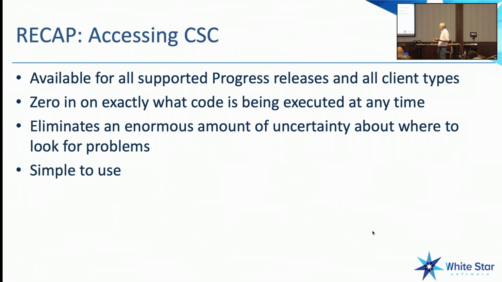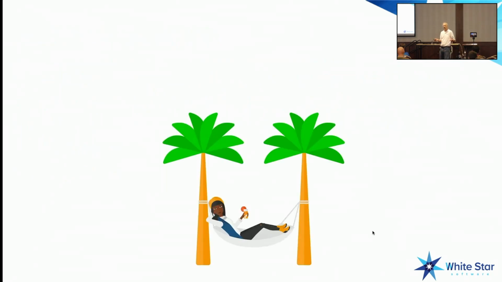So to recap, for accessing the CSC, once it's already been turned on, you have this for all supported Progress releases and client types. There's no extra licensing involved, and it allows you to zero in specifically on what line of code was being executed by the client at that point in time. That helps you eliminate a lot of uncertainty about where to look for problems, and it's really easy to use. Everybody convinced? Any questions so far? Okay, great. So now that you have all that information, you can actually swing in your hammock and enjoy your day, because now you know that it's easy for you to go back to the programmers and say, this is what you need to fix.